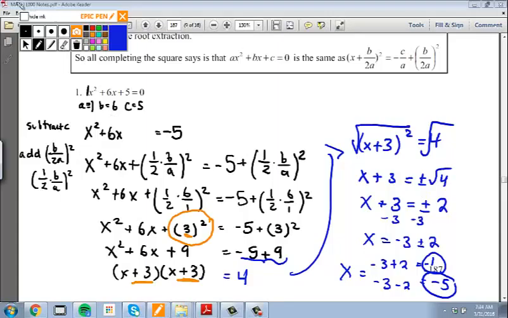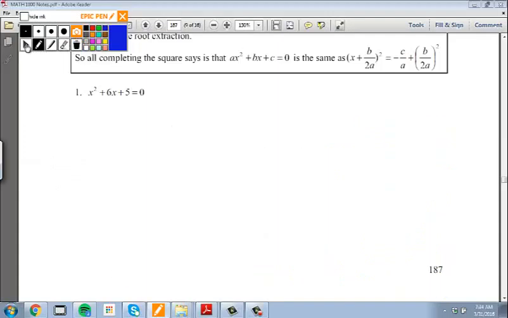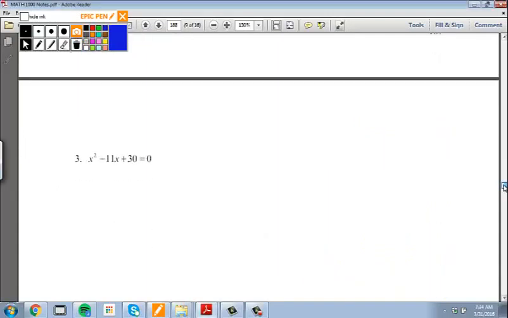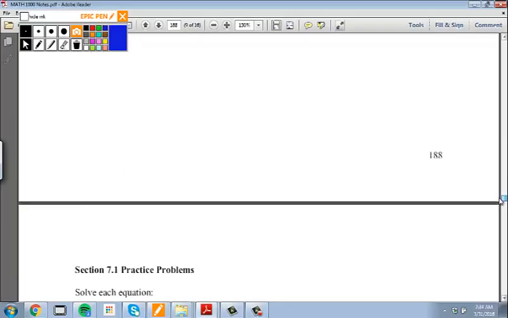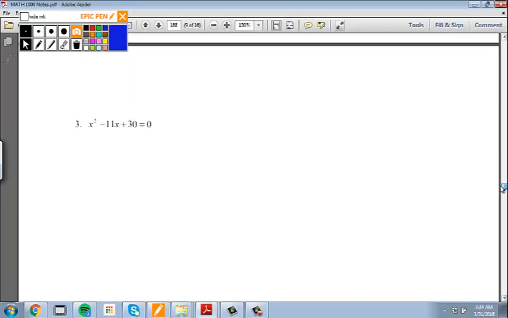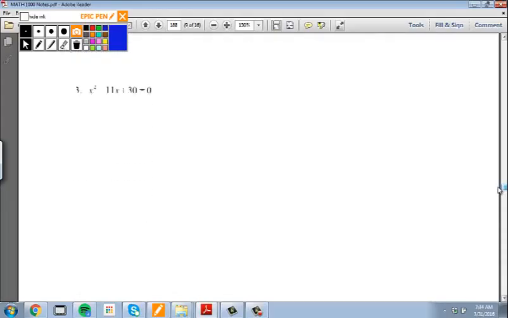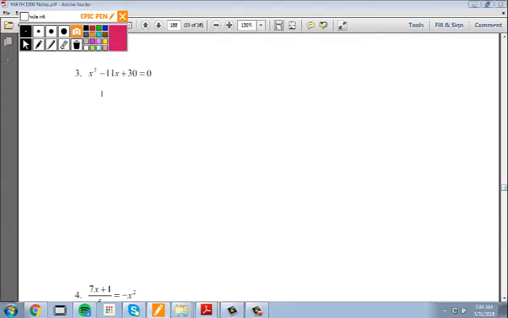Alright, well, if that weren't exciting enough for everyone, we are moving on to page 188. Alright, so here we have problem 3. I don't know where problem 2 went, but it's not here.